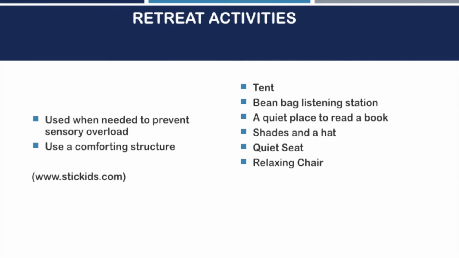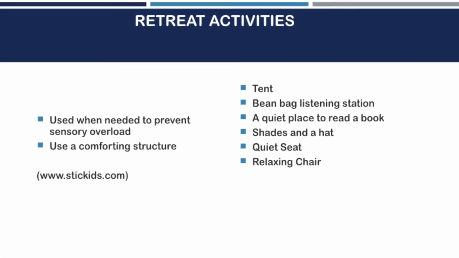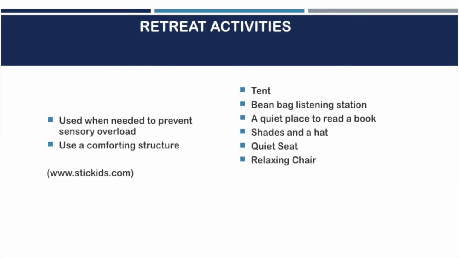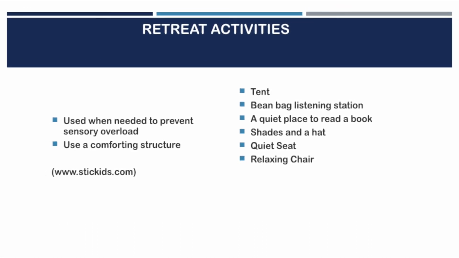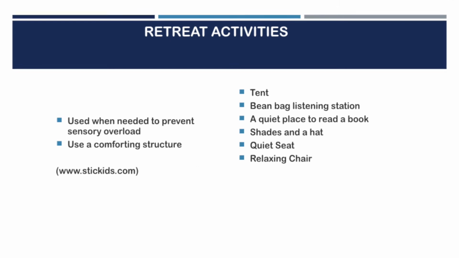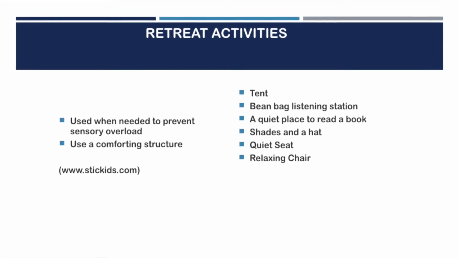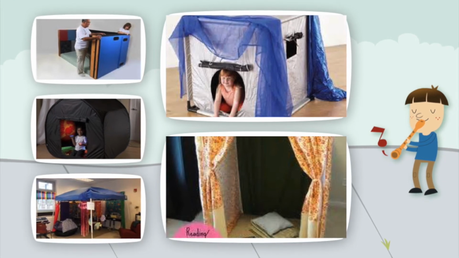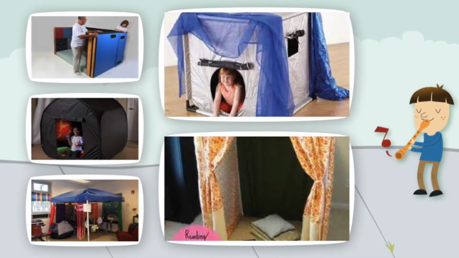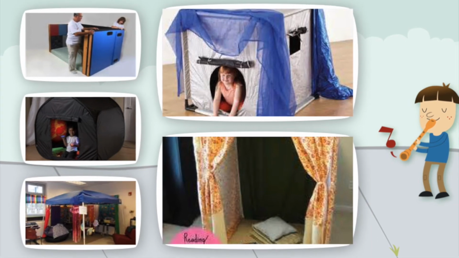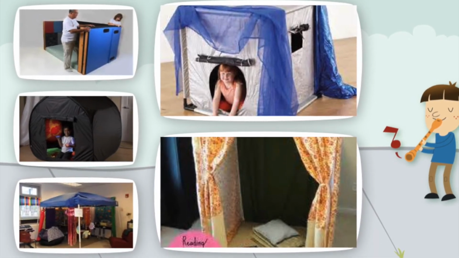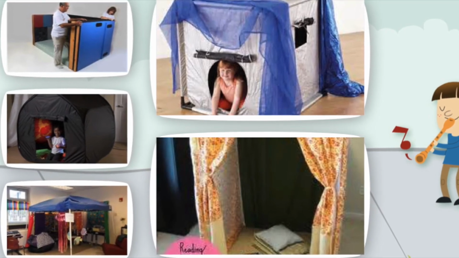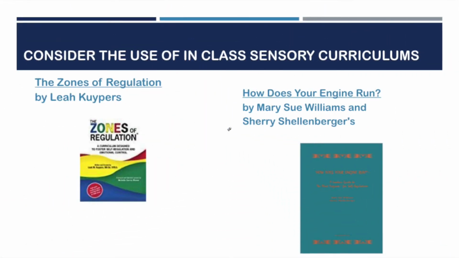Retreat activities is another category from stickkids.com. It is used when needed to prevent sensory overload. It provides a comforting structure as well as a safe space for kids. You can use a tent, a beanbag, a music listening station, a quiet place to read a book. You can incorporate the use of shades and a hat in your classroom. You can have a quiet seating area as well as a relaxing chair.